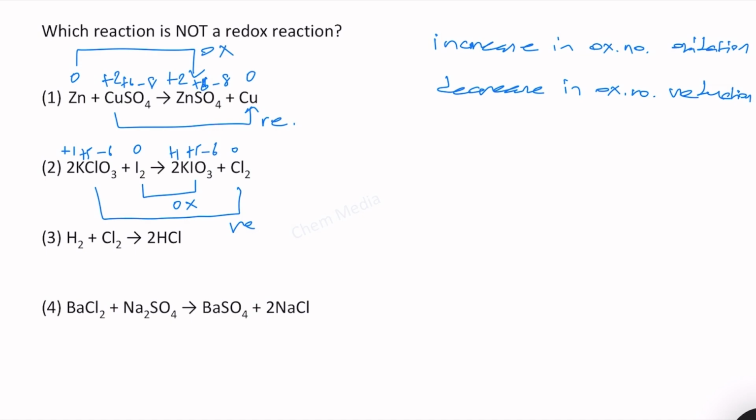How about 3? For H2 it is 0, Cl2 it is 0. On this side for hydrogen it will be plus 1, chlorine minus 1. Here 0 to plus 1 for hydrogen, that is oxidation. For chlorine it is 0 to minus 1, and therefore that is reduction, because decrease in oxidation number.